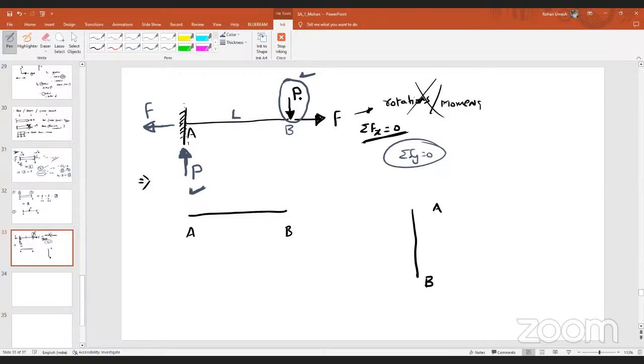As these forces P will try to rotate your beam in the clockwise direction, to oppose the motion, what should you do? You have to apply a resisting moment in the opposite direction. Where can the resisting moment develop? As it is a fixed support, that will not allow any rotation. So that's why the resisting moment will develop at point A. As these two are trying to rotate in the clockwise direction, at point A the moment will generate in the anti-clockwise direction. What is that magnitude? P into L.